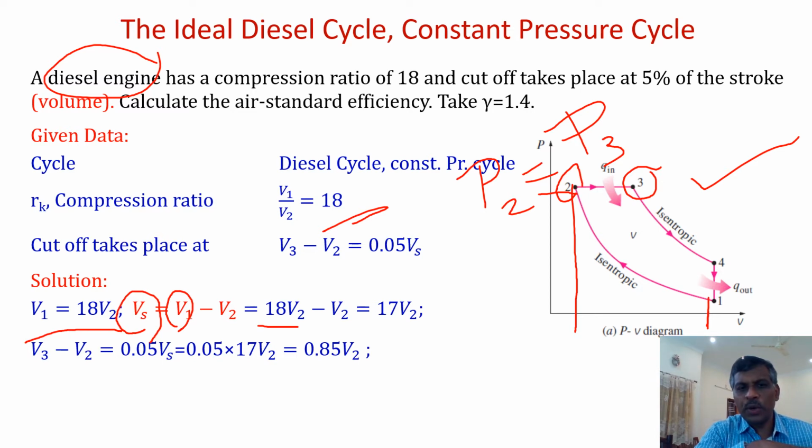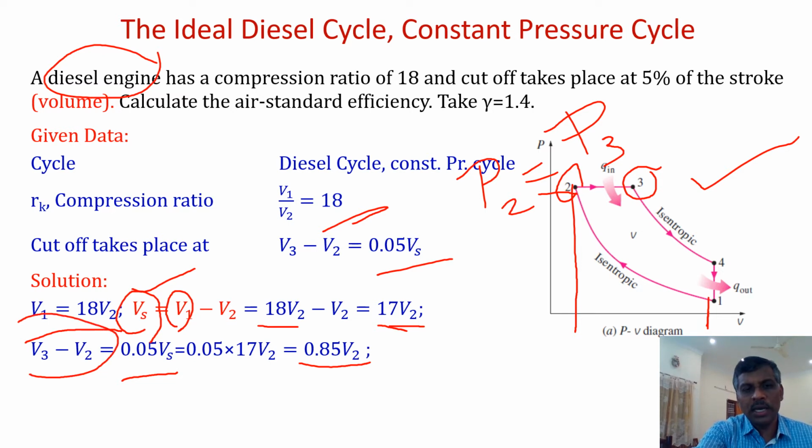V3 minus V2 is given as 0.05 of Vs, isn't it? That is the given data, 0.05 of Vs. So this Vs is equal to 17 V2, is it not? That we have taken as 17 V2. So 0.05 into 17 V2 is equal to 0.85 V2. So you are getting V3 minus V2 is equal to 0.85 V2.